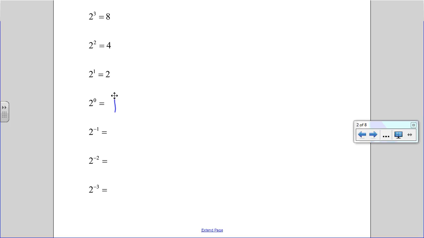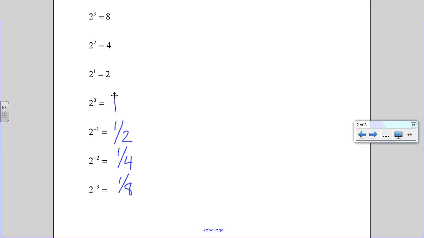All right. What about 2 to the negative 1? What do we get there? 1 half. All right. 2 to the negative 2. 1 fourth. And 2 to the negative third. 1 eighth.